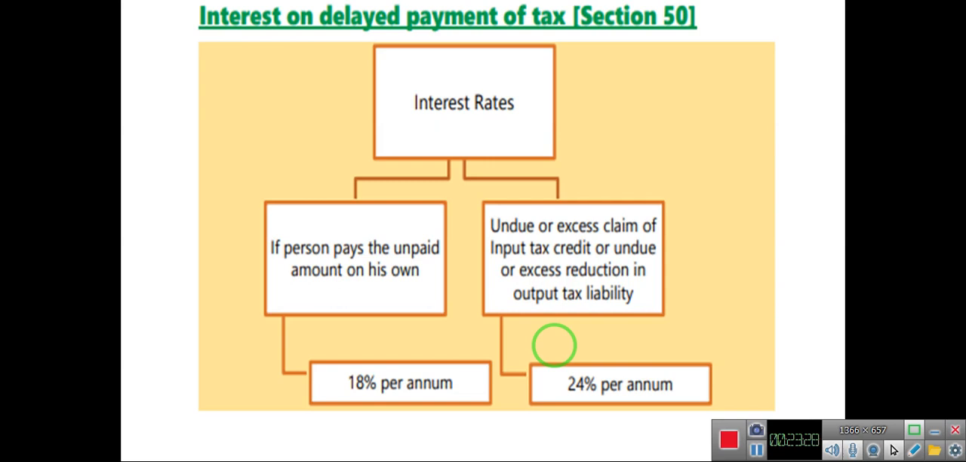Interest on delayed payment of tax under section 50. If a person pays the unpaid amount on his own, in that case the interest rate will be 18% per annum. If any registered person makes an undue or excess claim of input tax credit or excess reduction in output tax liability, the interest chargeable will be 24% per annum.